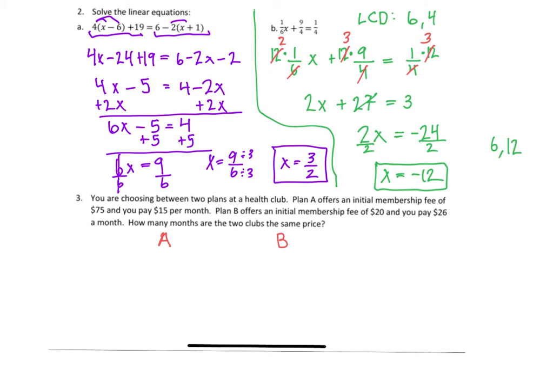So the very first thing I like to do is figure out what am I trying to find. And it tells me, how many months are the two clubs the same. So that is my variable. My x is going to be the number of months.